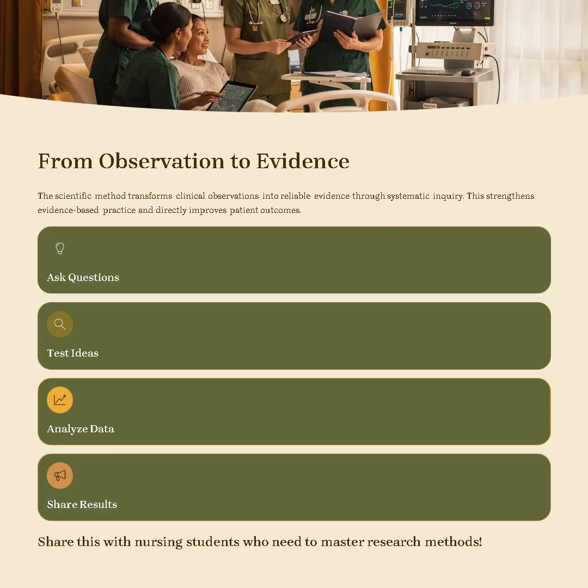So from observation to evidence is called the scientific method. The scientific method transforms clinical observation into reliable evidence through systematic inquiry. This strengthens evidence-based practice and directly improves the patient outcomes. So it asks questions, it gives ideas, it analyzes the data, and you can share the results.